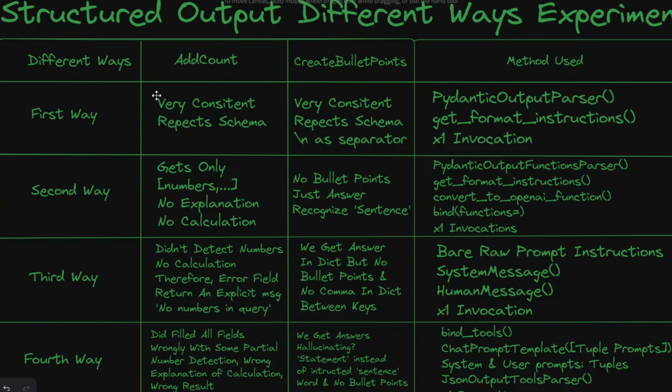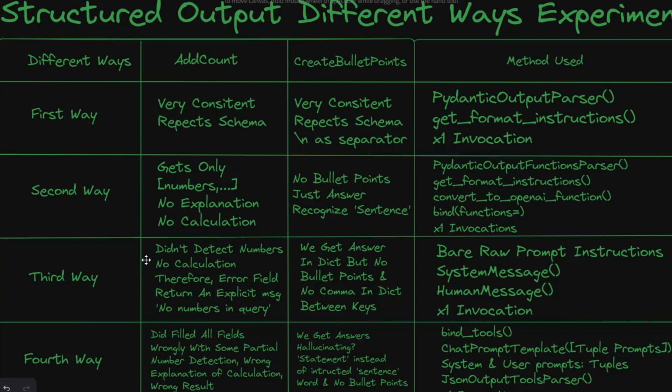So now let's see the different ways. Add count, create bullets, the methods. So the first way has been very consistent, respects the schema, the separators, and we use those methods. The second way, get output, the number, no explanation, no calculation, and for the bullet points, no bullet points, just an answer as recognized sentence. And there's more methods here. We need the byte function for this one.